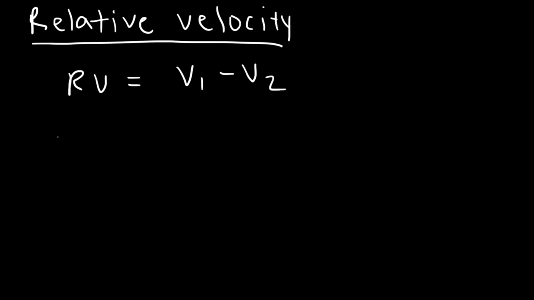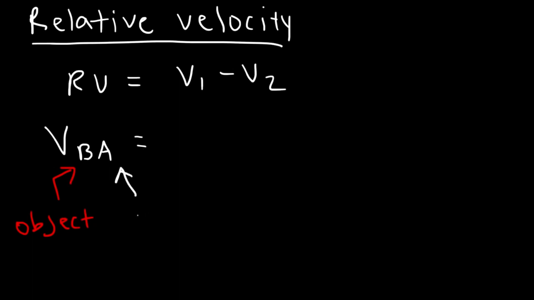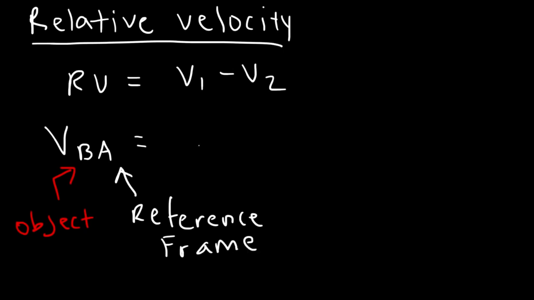So let's say we have the variable VBA. You need to understand what this means. What this means is you're talking about the velocity of object B with respect to object A. So B is the object that you're considering, the object in focus. A is the reference frame, or the frame of reference. So how can we calculate VBA? How can we find it? This is the velocity of B with respect to A, and it's basically the difference between VB and VA.